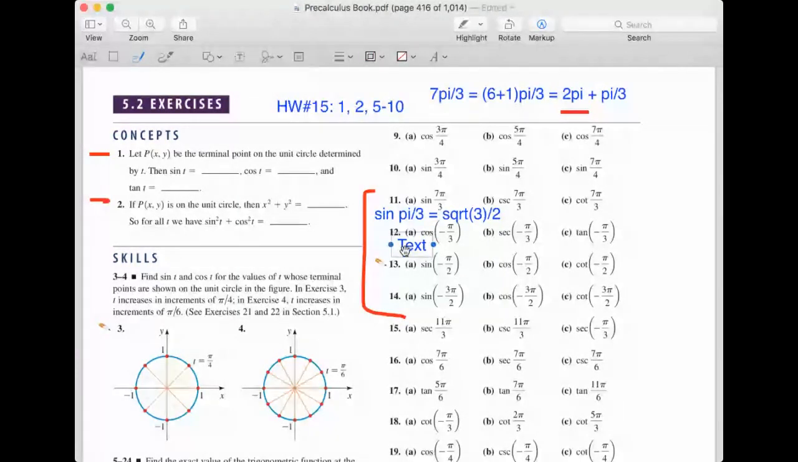Let's see the second one. We get cosine negative pi over 3. Right? Negative pi over 3 is in the fourth quadrant. So that equals cosine, and the cosine value in the fourth quadrant is positive. So that equals positive cosine pi over 3. What is cosine pi over 3? Cosine pi over 3 equals cosine 60, right? Cosine 60 equals sine 30, which is a half.